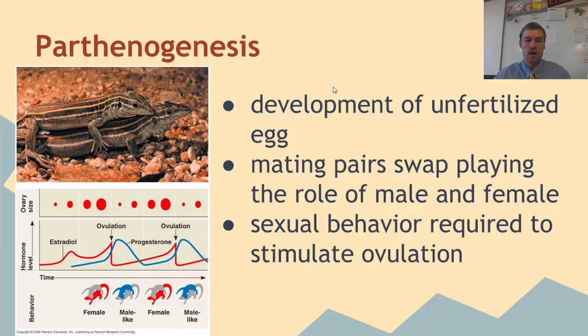However, one of them is going to be male-like. It's going to exhibit male-type behaviors, and that sexual behavior that the male is exhibiting is required in order to stimulate ovulation. So you need something to act male-like in order for it to happen, but you don't actually have to have swapping of sperm occur. Now, obviously, this is going to result in not quite as much genetic diversity. However, it is also a little bit easier and a little less energy intensive, which can be an advantage as well, depending on what type of environment you are in.